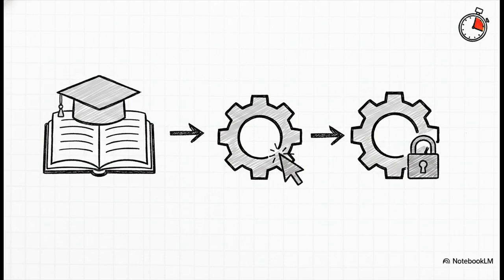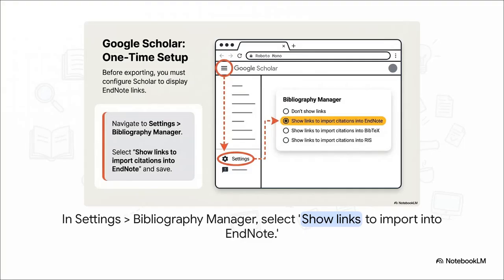First up, Google Scholar. Now, this one's a little bit unique because it needs a one-time settings change. But don't worry, you do this once and you are set forever. It honestly takes about 15 seconds. And the setup itself is incredibly simple. You just click the menu, go into your settings, find the section called Bibliography Manager, and just tell it to show links to import citations into EndNote. Hit save, and boom, you've just permanently upgraded your Google Scholar experience.